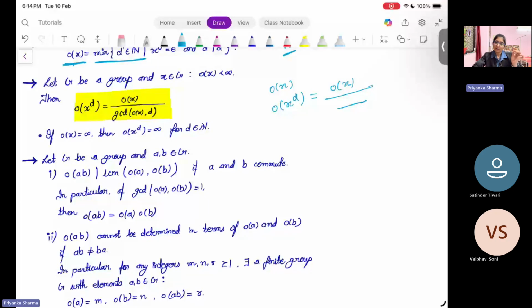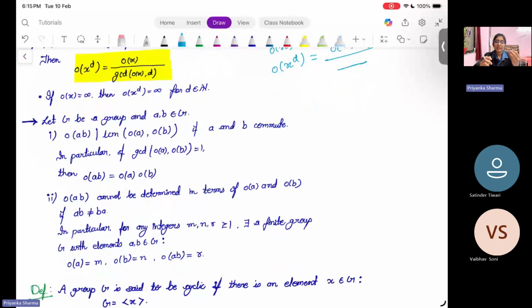Now, if we have the order of a and the order of b, can we say something about the order of ab? If a and b commute, then the order of ab divides the LCM of the order of a and the order of b. And in particular, if the order of a and the order of b are co-prime, then the order of ab is the same as the product of the order of a and the order of b. But this is true only if a and b commute with each other.